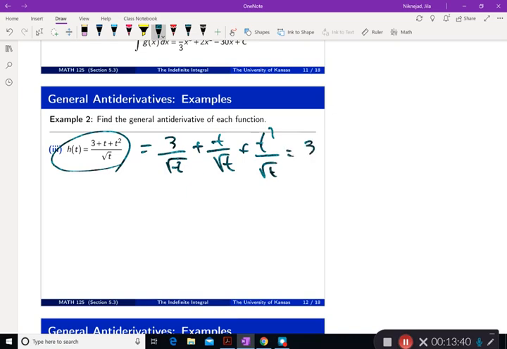This is 3t to power negative 1/2. This one is t to power positive 1/2. This one is t to power 2 minus 1/2, which is 3/2. Now take the antiderivative.